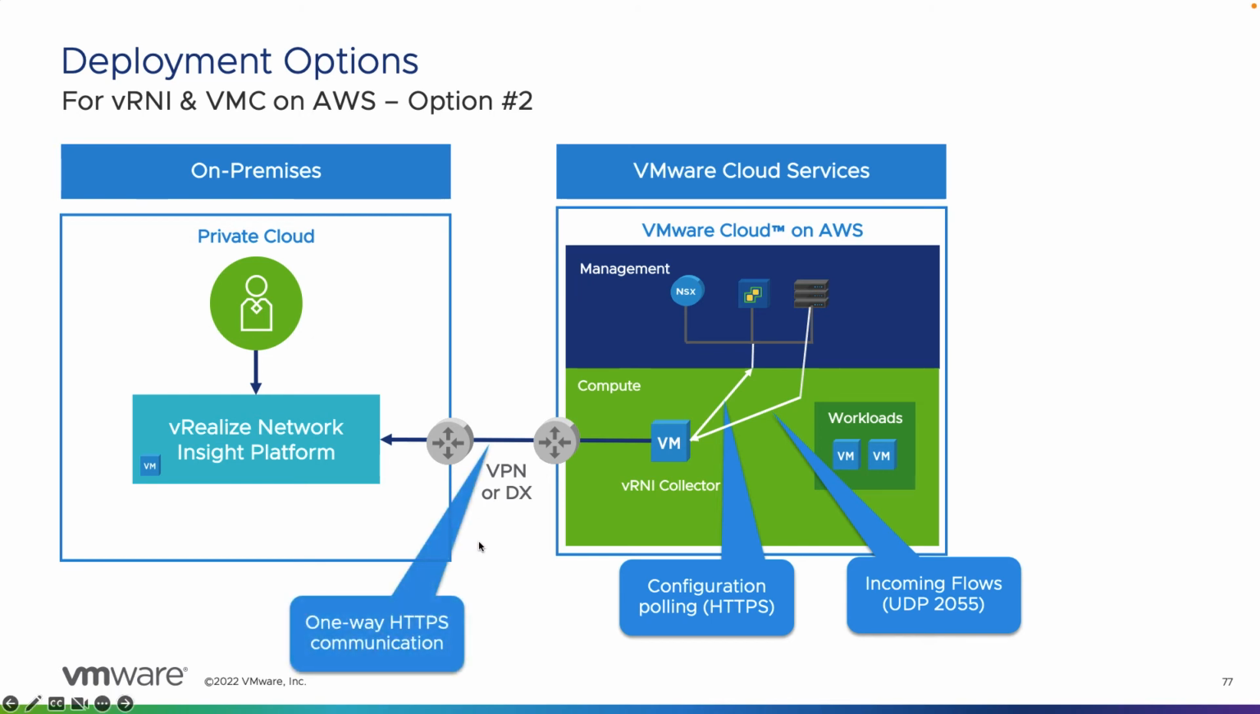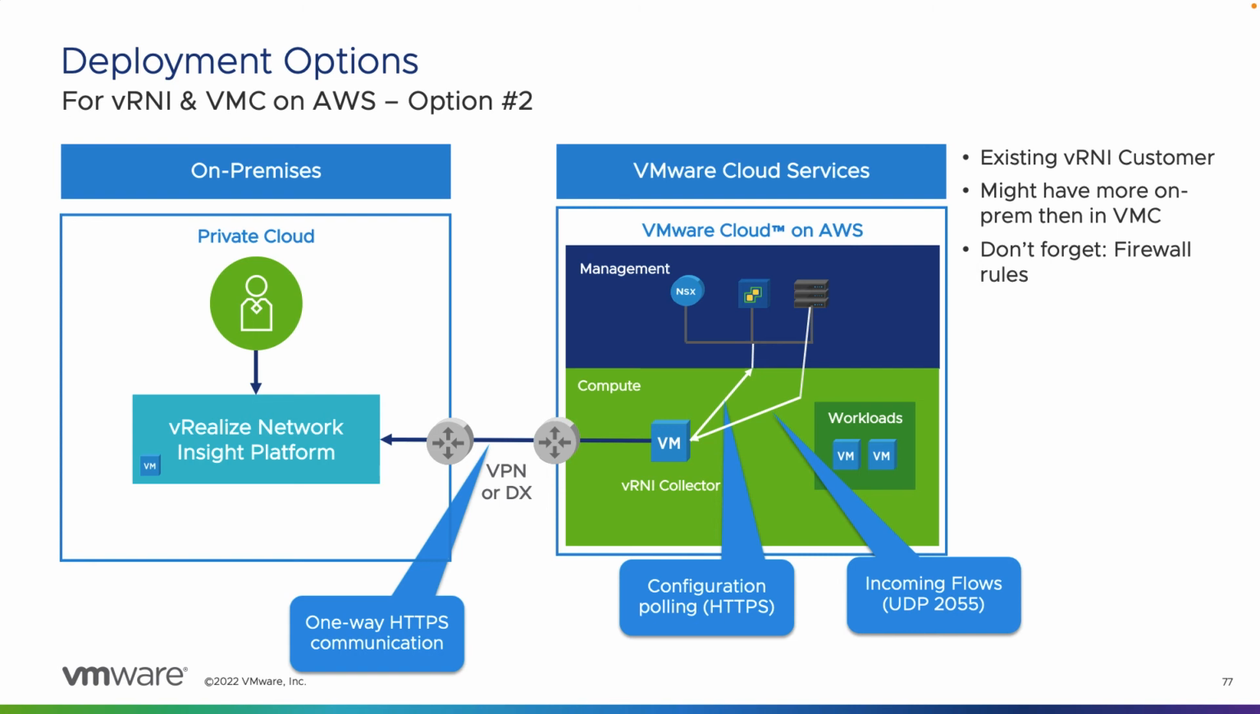And again, the communication over the VPN and the Direct Connect from the collector to the platform is only one-way communication, as you can see indicated by the arrow here of that metadata. So there is a massive reduction of the amount of data that is being sent over this connection because the collector, again, is doing that deduplication and aggregation and then only providing the metadata back to the platform. So this would be for, let's say, an existing vRealize Network Insight customer that might already be monitoring their on-premises data center with an on-premises deployment of vRealize Network Insight. And then it also could be where you have multiple VMC environments deployed.